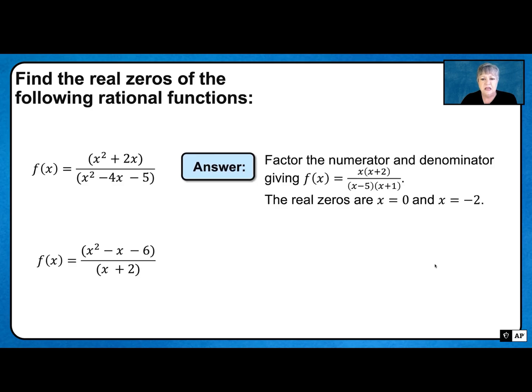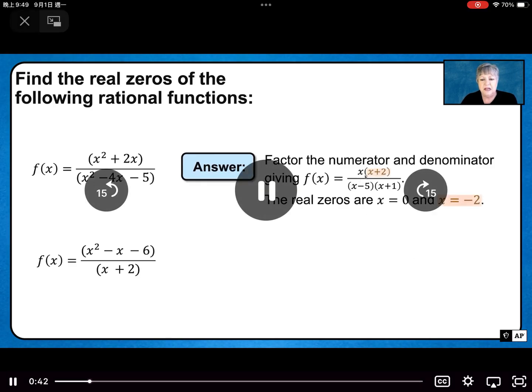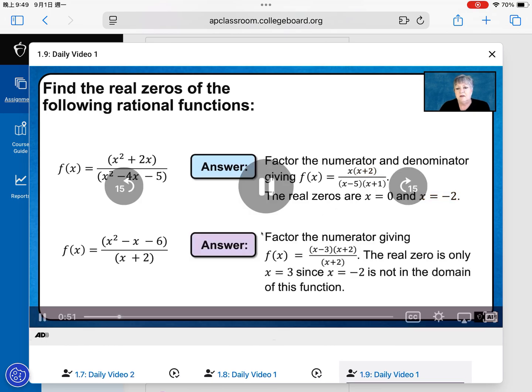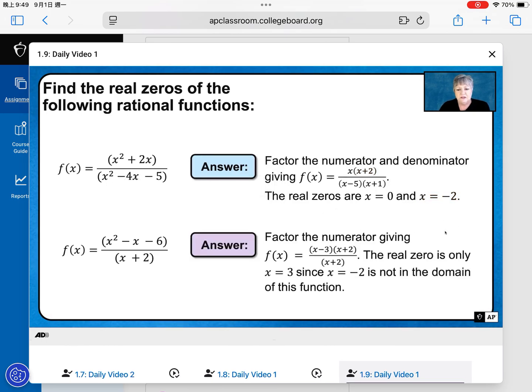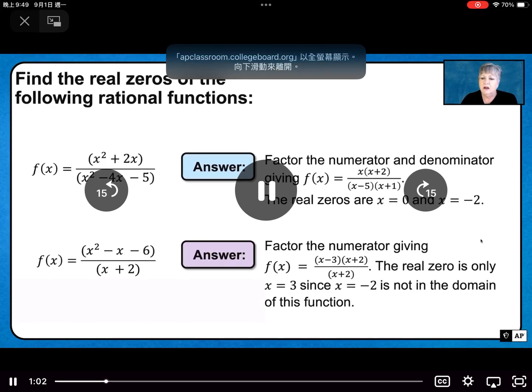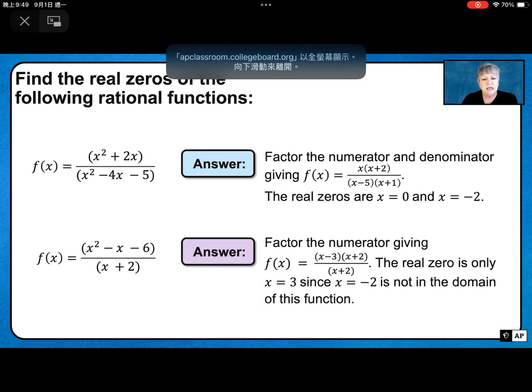By factoring the numerator and denominator, you can look at the real zeros coming from factors in the numerator that are in the domain. Give answers in the domain of your function. In other words, you're not going to cause division by 0, and that would be 0 and -2. For the second example, factor this as well, and you'll see that because you do have x plus 2 in both the numerator and the denominator, our only real zero is going to be 3, since -2 is not in the domain of this function.